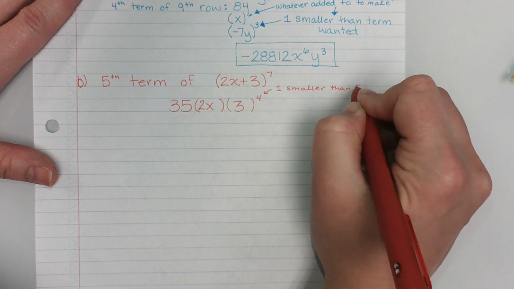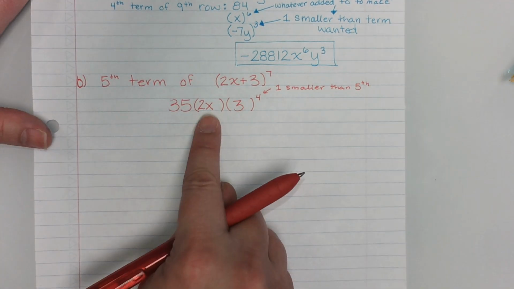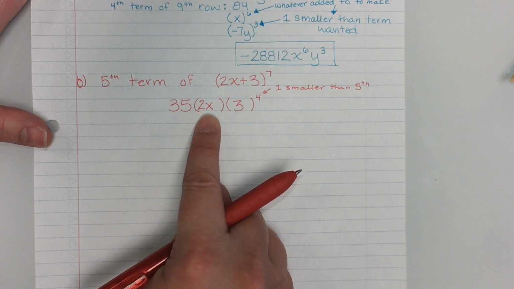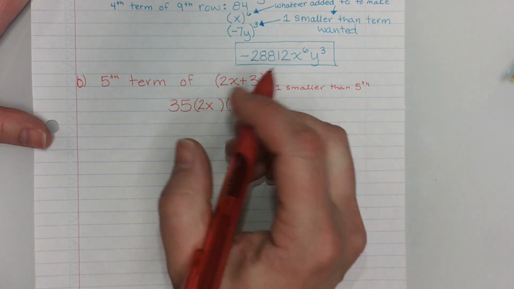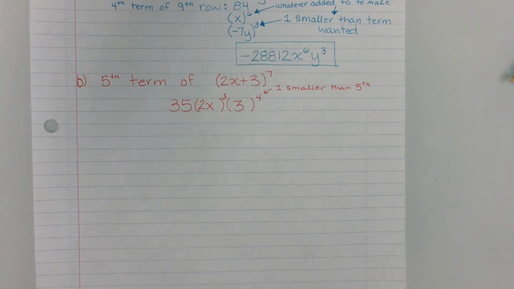Do I have to write this out every time? No. Which means the 2x is to what power? Why 3? Because the 2 powers have to add up to the exponent.